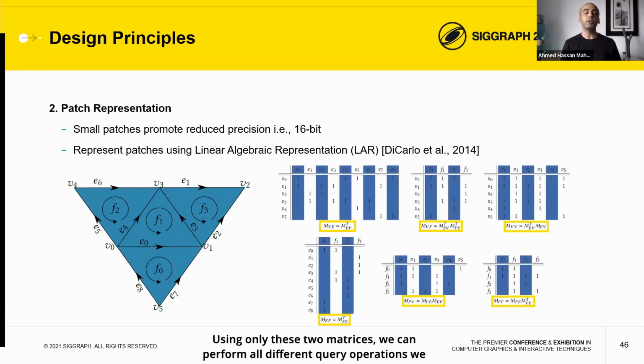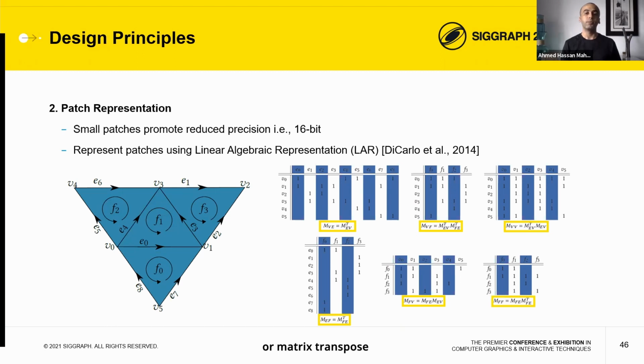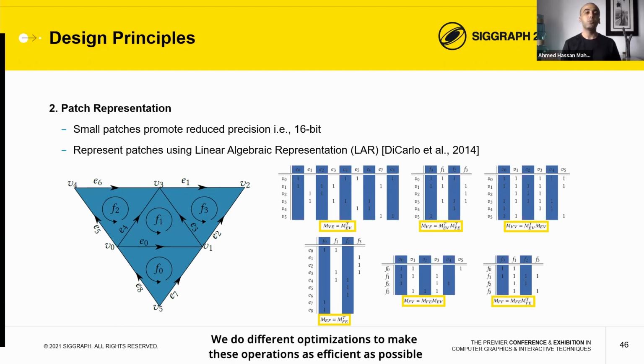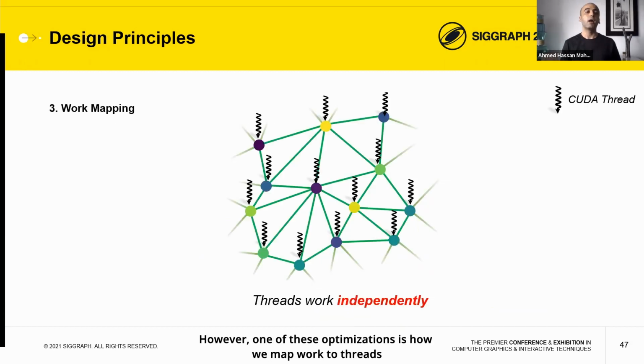Using only these two matrices, we can perform all the different query operations we have listed earlier via sparse matrix multiplication or matrix transpose. We do different optimizations to make these operations as efficient as possible, from how we store these sparse matrices to how we compute the matrix multiplication or matrix transpose on the fly inside the shared memory. And the paper discusses implementation details. However, one of these optimizations is how we map work to threads.